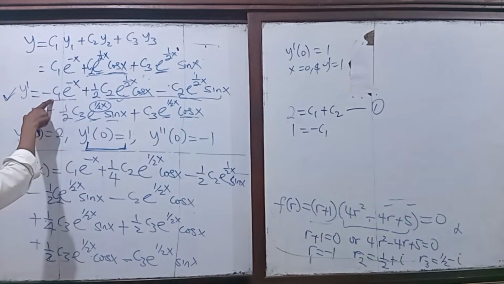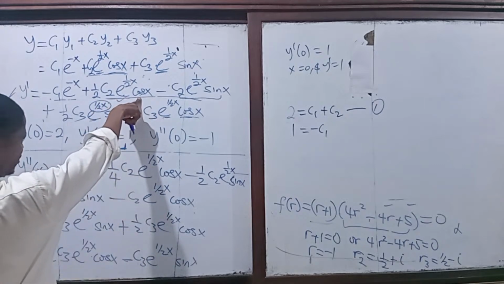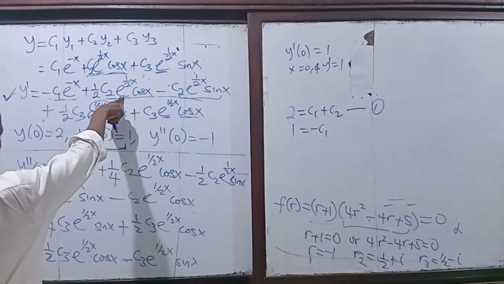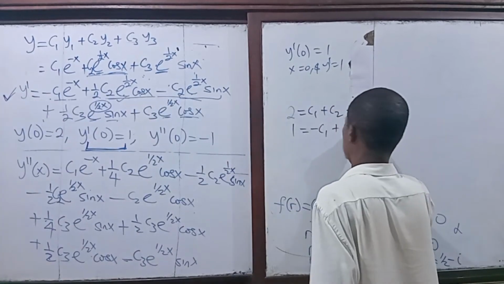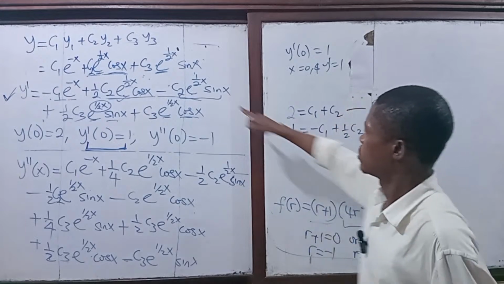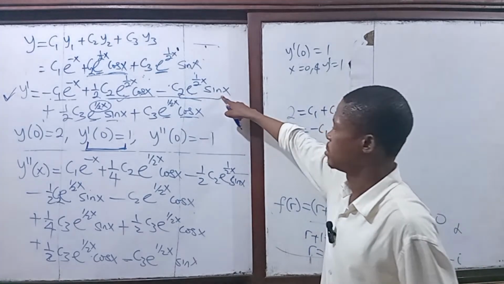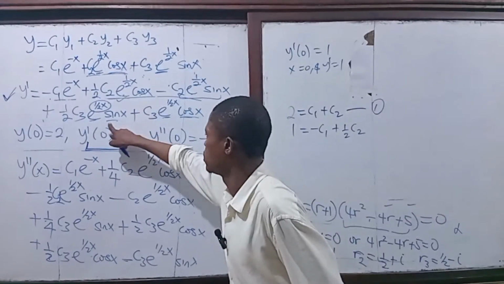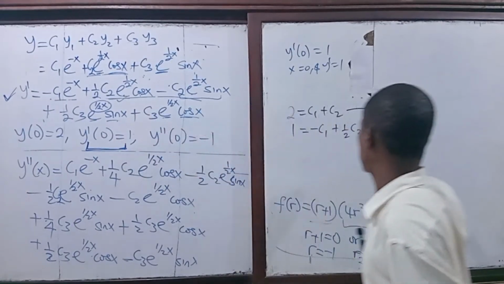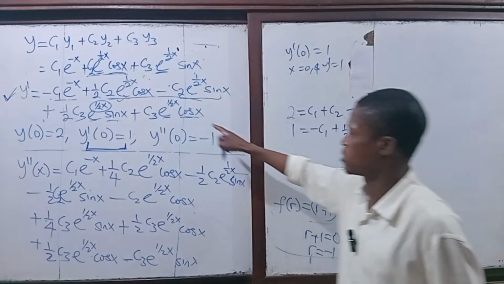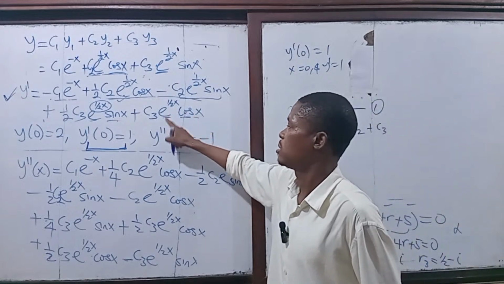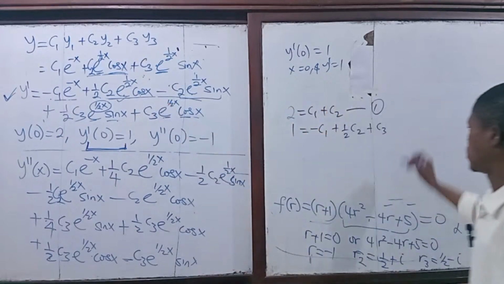I'm here, first differential. This is 0, that's 1 times minus C1, plus, because cos 0 is 1, this one is also 1. So I'm having half plus half C2. Sin 0 gone, cancel. Sin 0 also cancel. So we are here. That's a plus what? C3 plus C3 because cos 0 is 1. E to the power 0 is also 1. That's the second equation.